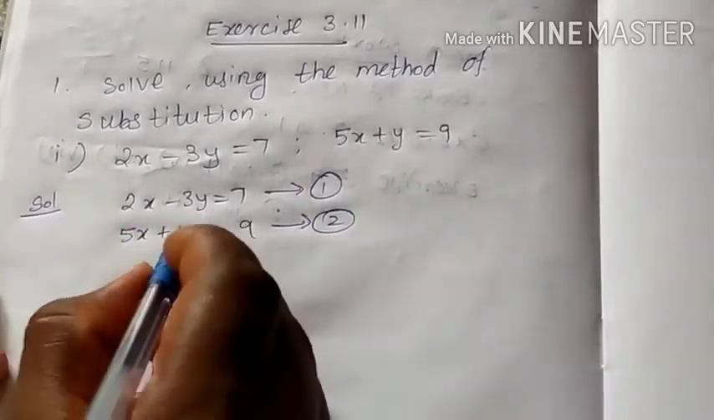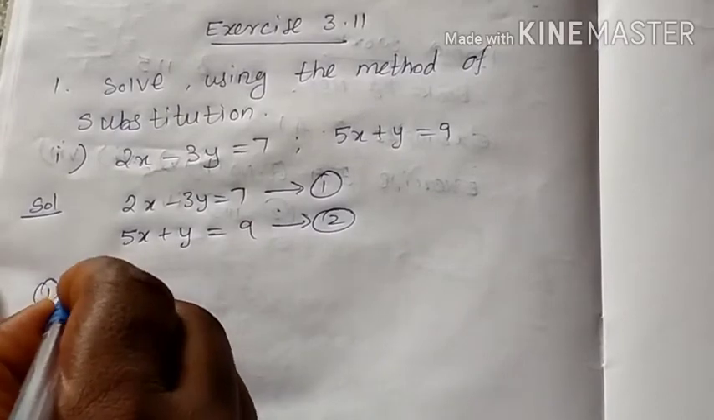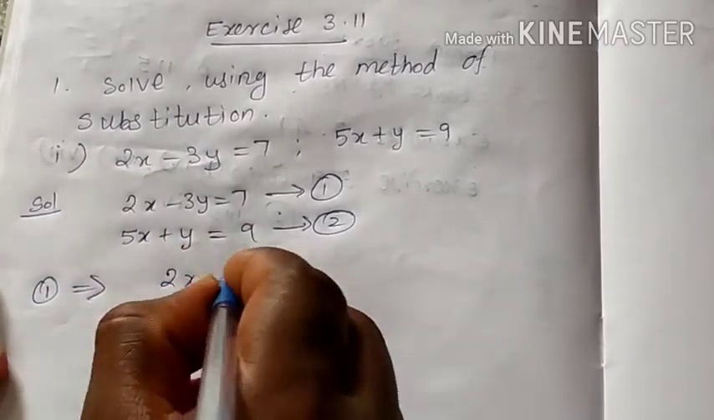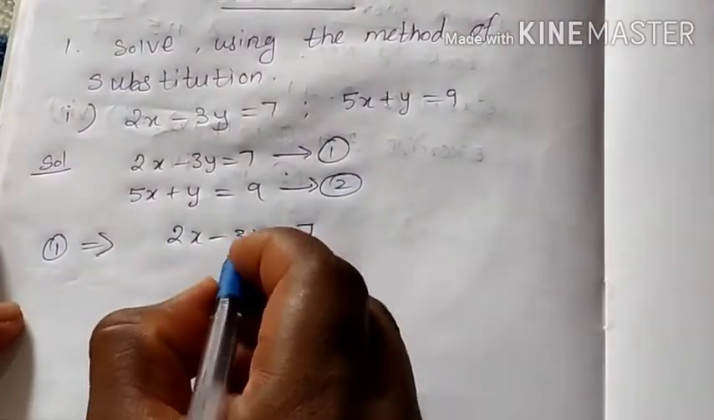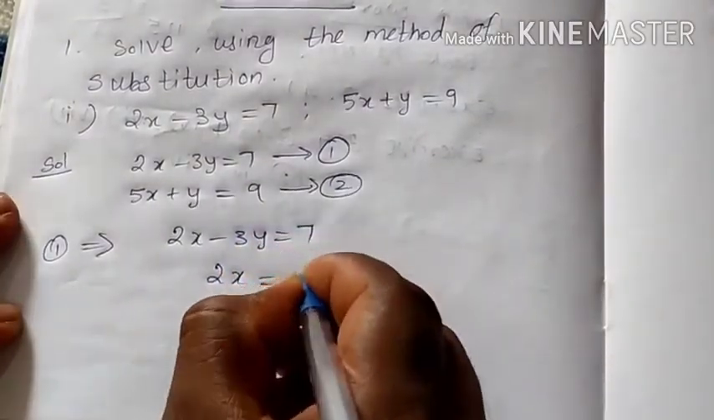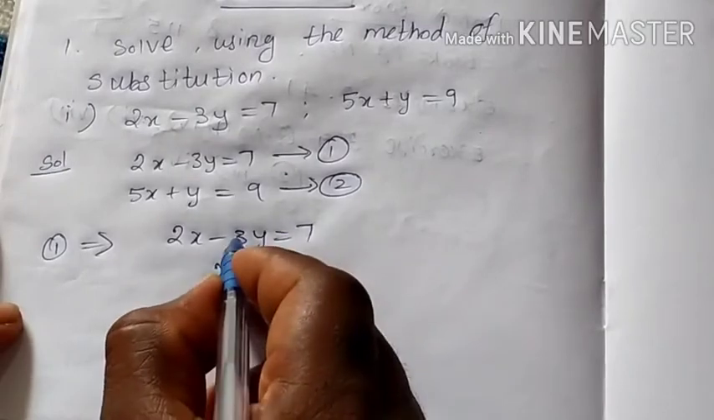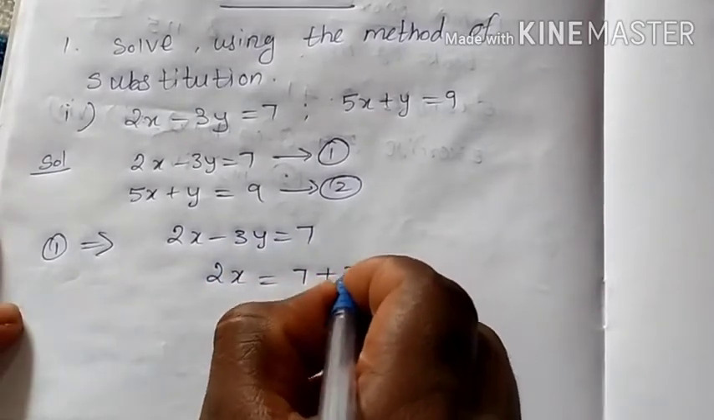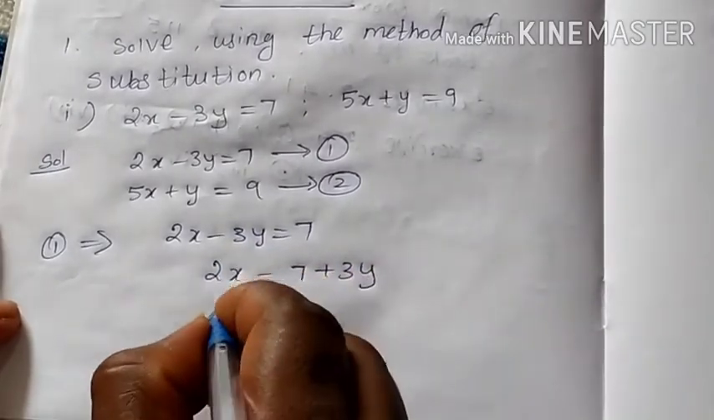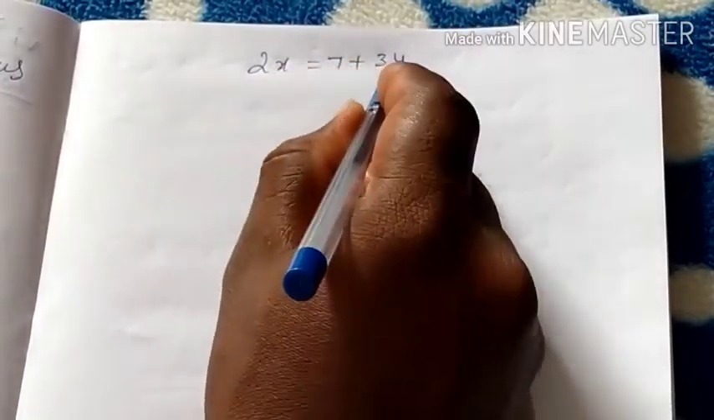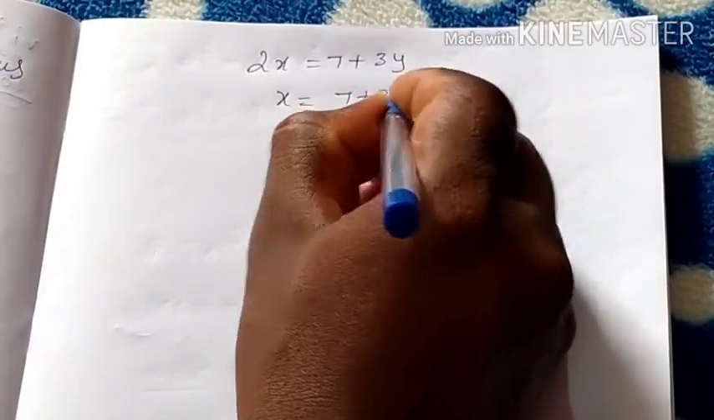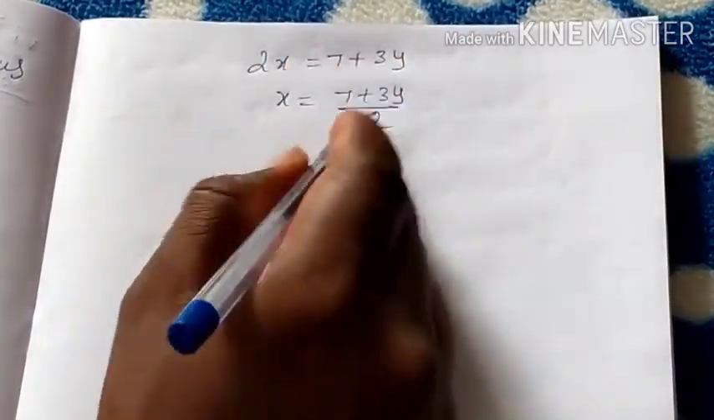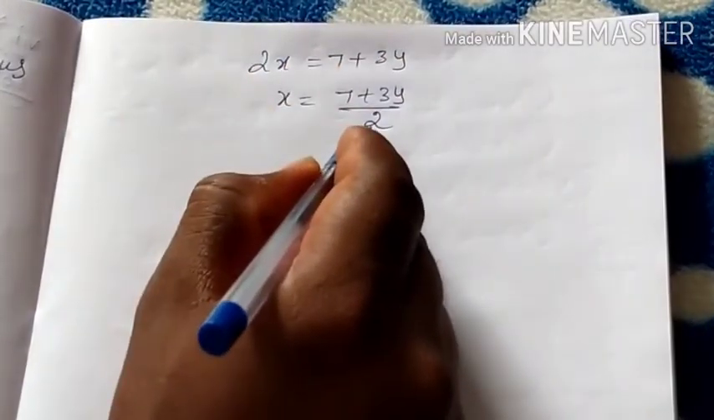Consider the first equation: 2x minus 3y is equal to 7. First find the value of x. So 2x equal to 7; making the transposition, the minus 3y becomes plus 3y. The 2x equal to 7 plus 3y. Therefore, x is equal to (7 plus 3y) divided by 2, because on transposition the multiplier becomes the divisor on the RHS. This is x.